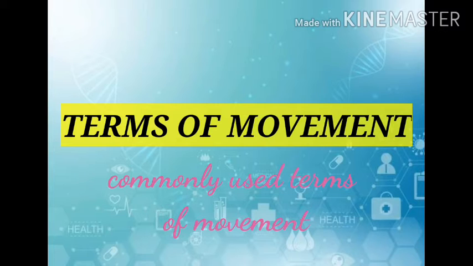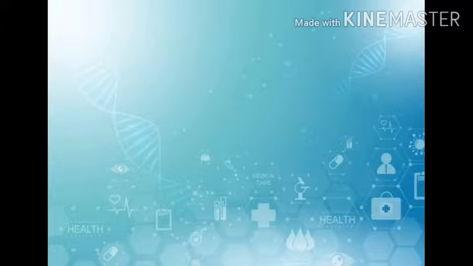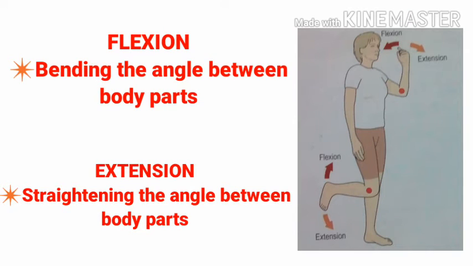Today, I would like to talk with you. The terms of movements are commonly used in the basics of anatomy. Let's see what terms we use. The term flexion. See the picture. Flexion is bending the angle between body parts. Example, flexing the elbow joint and flexing the knee joint.